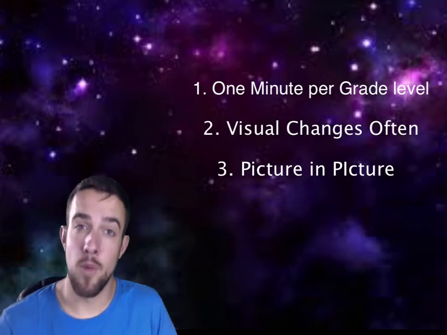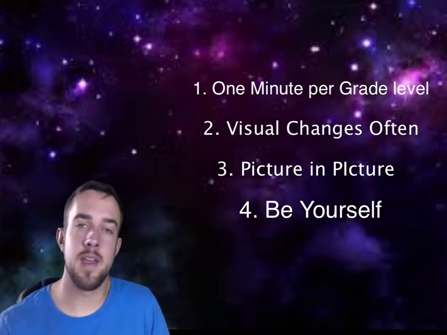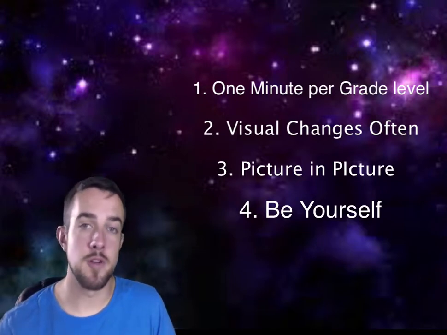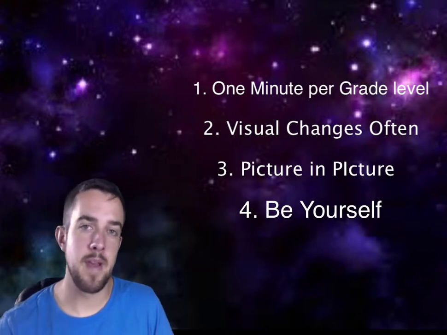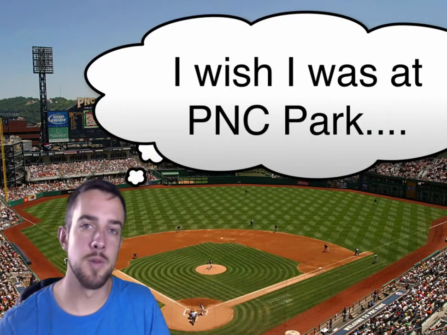And that leads us to number four. Number four, you want to be yourself. You're not making the videos to make a collection for the Library of Congress. You're making these videos for your students, which means you need to be authentic. What does that mean? Well, when you're teaching in class, you have your own little quirks. You'll tell some jokes.